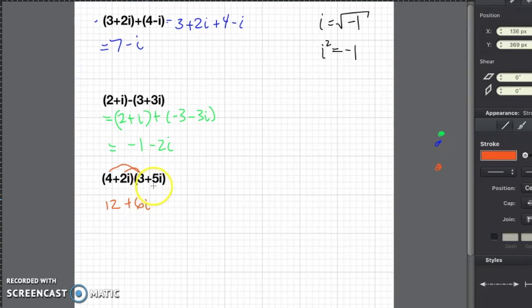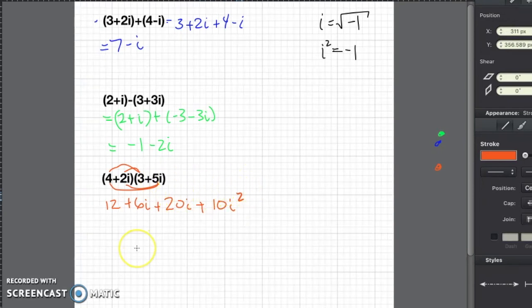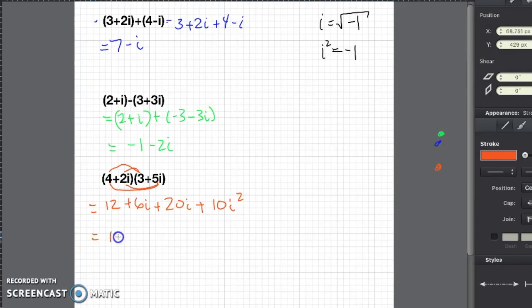And then I have a 5i times 4, which is going to give me 20i. And lastly, I have a 2i times 5i, both positive. So I'm going to get a plus 10i squared. I get i times i squared. All right. Then I'm going to combine like terms. That thing is equivalent, and that is equal to 12 plus 26i, because I can combine those two like terms, plus 10i squared.